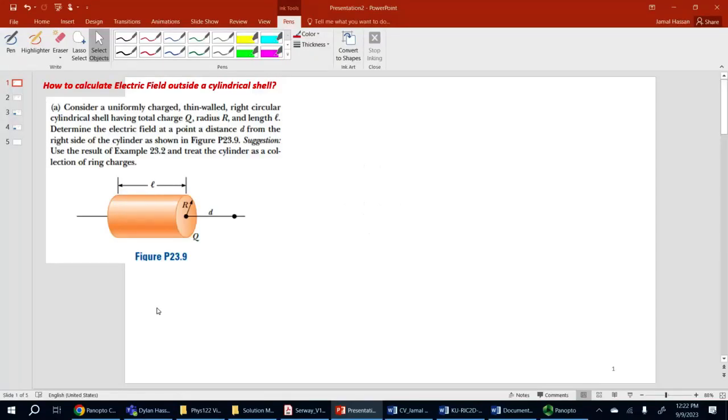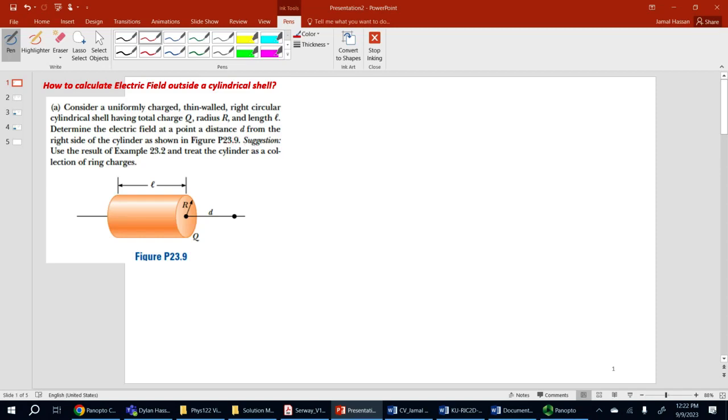Okay, hello everyone. In this short video, I'm trying to calculate the electric field outside the charged cylindrical shell. So the question is, consider a uniformly charged thin-walled right circular cylindrical shell having total charge Q, radius R, and length L. It refers to this figure. Determine the electric field at a point at distance d from the right side of the cylinder as shown in the figure.